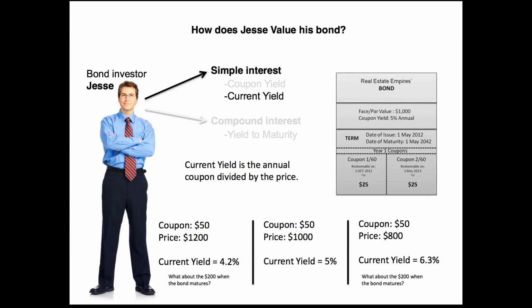So just so you know, when somebody quotes you a current yield, it's not accounting for that difference between the price that you're going to pay and the par value whenever the bond matures.